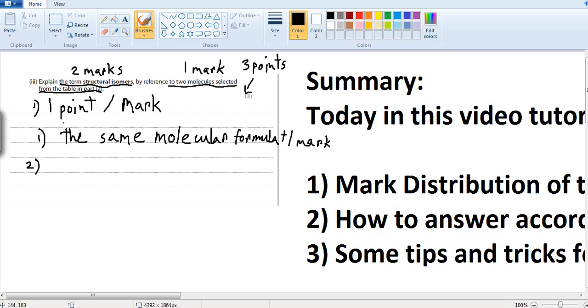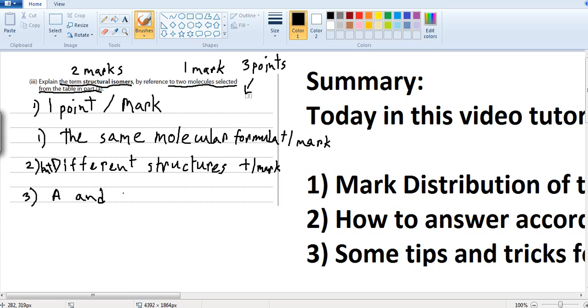For the second mark, we need to say different structures. But different structures. We will receive 1 mark for that. And for the third mark, we need to identify the isomers. In this case, the isomers in that video tutorial were A and C. We will receive 1 mark. So in total, we will receive 3 marks. This is how we are going to solve explanation type questions.